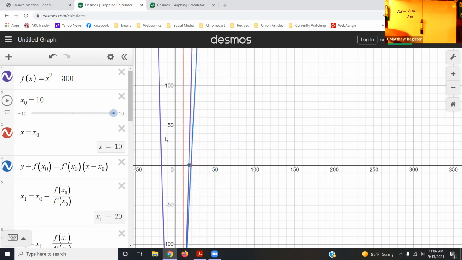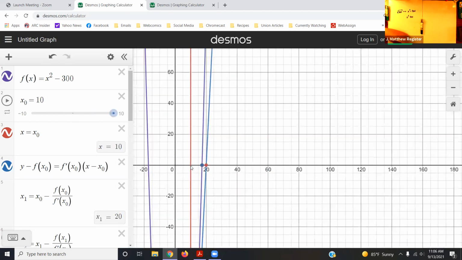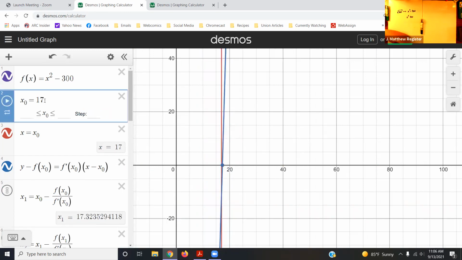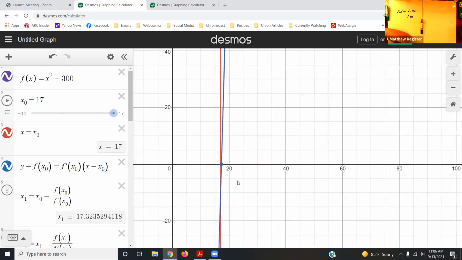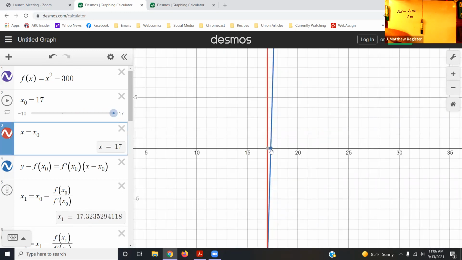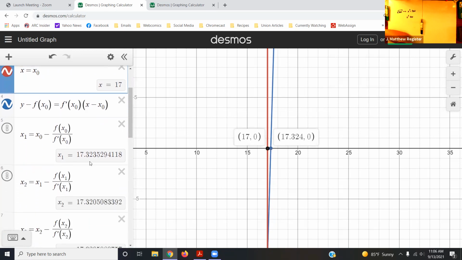If we start closer, like let's say at 10 or the square root of 300, that should be around 17. Let's say that we start at 17. Well, if we start at 17 as our initial guess, it gets to the actual value of the square root of 300 very, very quickly. So notice the first guess is 17.323529.